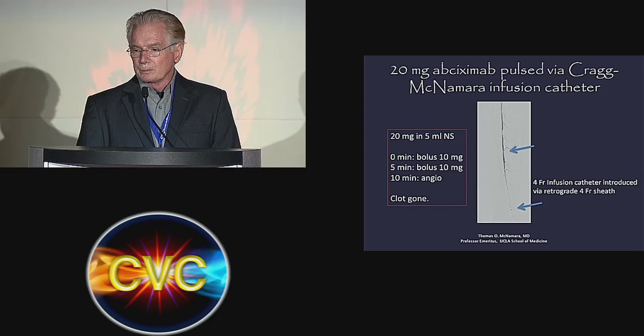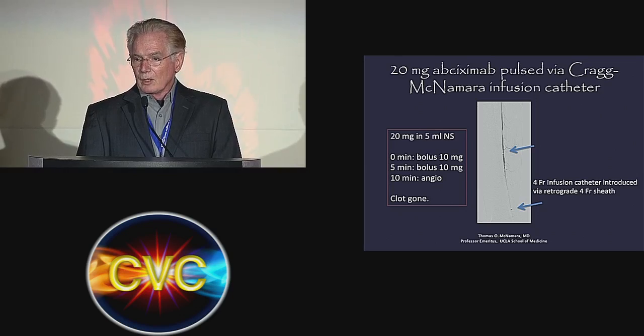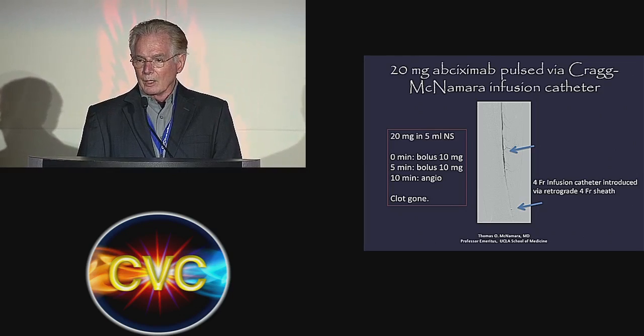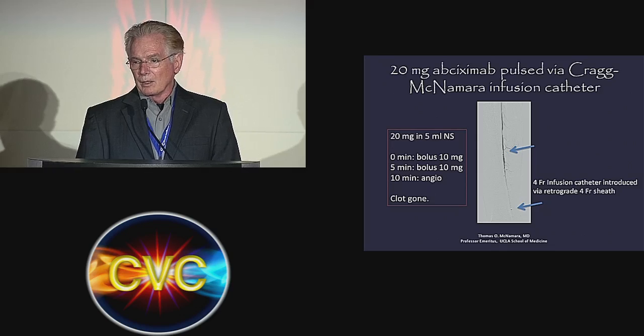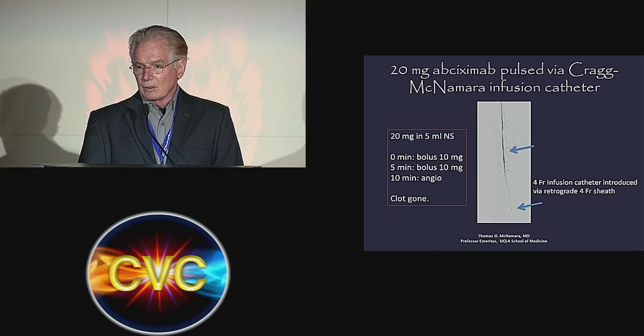But one thing we had a lot of experience with initially, which actually sponsored a large trial, was the use of the so-called brand name ReoPro, abciximab. We gave 20 milligrams in divided dosages in a 5 ml volume, so 2.5 cc's to begin with, through a catheter that Andy Craig and I managed to get our names on. It works nicely. Goes through the forefront sheath, just gave a gentle but pulsed dose of 10 milligrams, and 5 minutes later gave another, and then 10 minutes after that did a repeat angio.